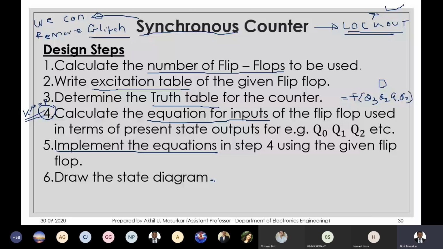Design switch is not switch. I think it is design steps, right? I think there is a typing error. Okay, I'll wait for another 1 minute just for you to copy it.